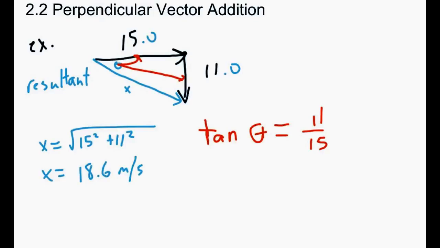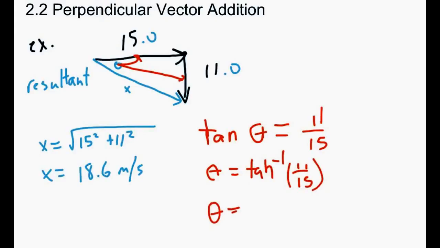And remember, when you're looking for an angle, the way to solve it is to use inverse tan. So on your calculator, go second tan, 11 divided by 15, and that's it. If you go shift tan, 11 divided by 15, you should get an answer of 36.3 if we round it off to 3 sig digs, so 36.3 degrees.